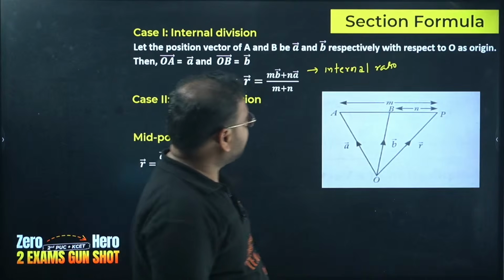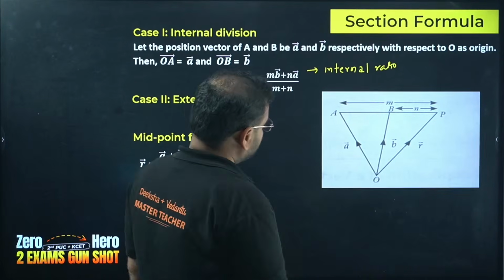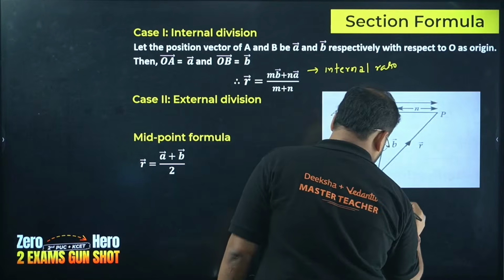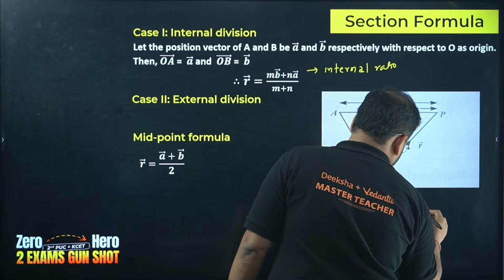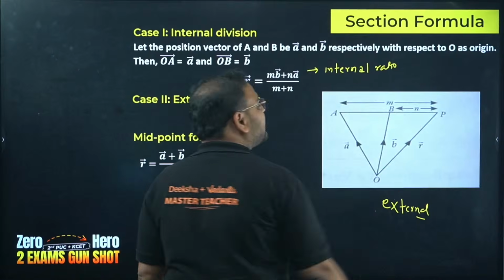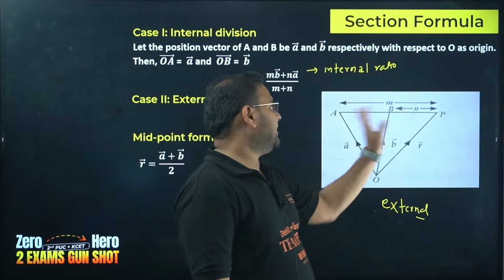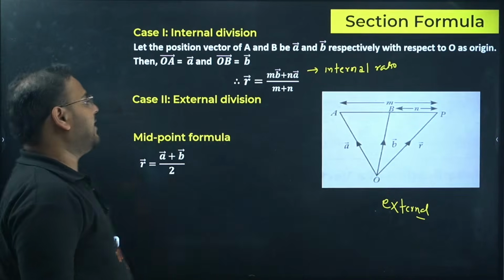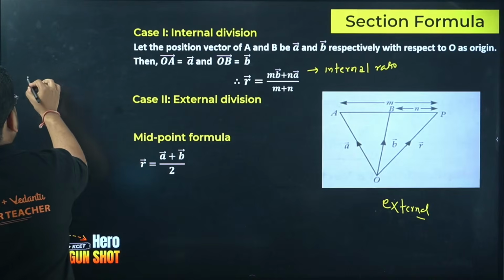What is given in this case, right? No, this is the external case. This is a case of external division because you can see the point P lies outside the line AB. The point P here lies outside the line AB. This is the case of external. For internal, it will be like this. Check here.